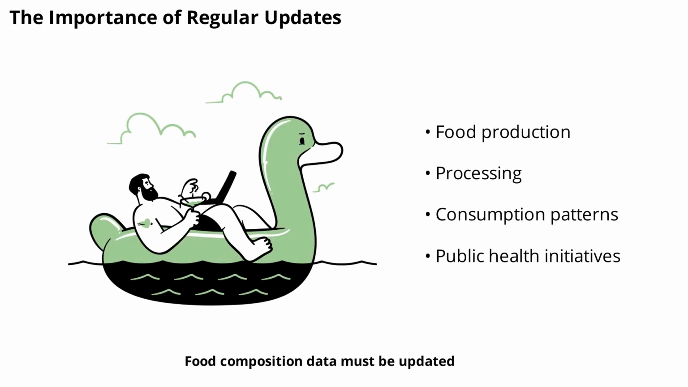Food composition data must be updated regularly to reflect changes in food production, processing, and consumption patterns. Public health initiatives, new products, and changes in agricultural practices all influence nutrient content. Ongoing investment in data collection and analysis is essential to maintain the relevance and accuracy of food composition databases.